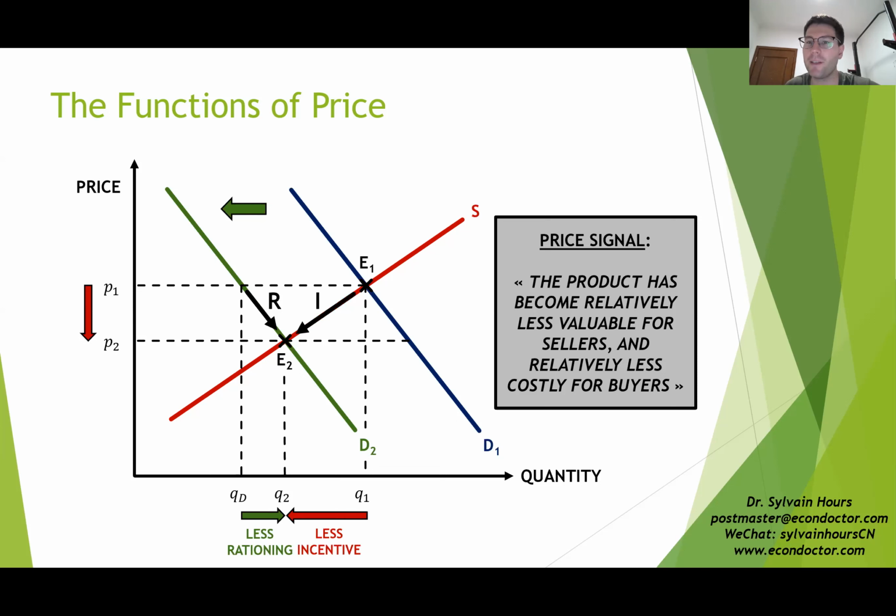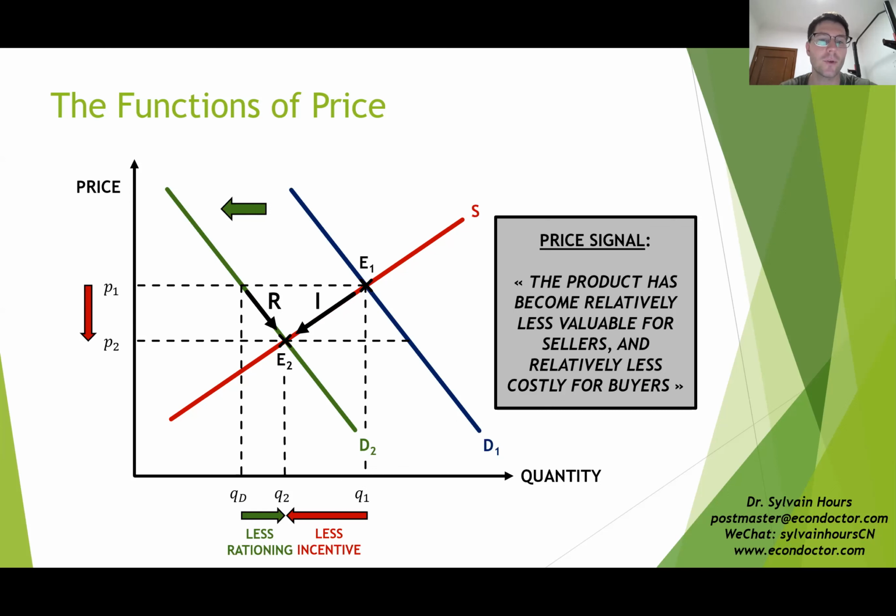Sellers have received the information, hey, this product is not as valuable as before. Consequence or decision, we should sell less or we should supply less. That's the incentive function of the price mechanism. The lower price leads to a lower quantity supplied, again, according to the law of supply, because there is less incentive to produce due to the lower price. And this is represented by a movement down along the supply curve, a contraction of supply.